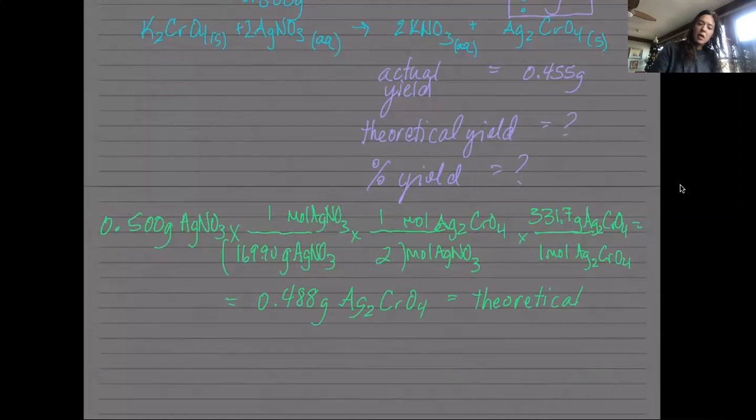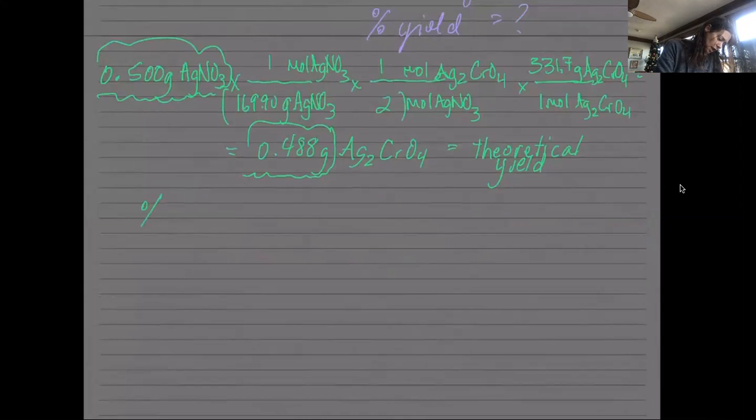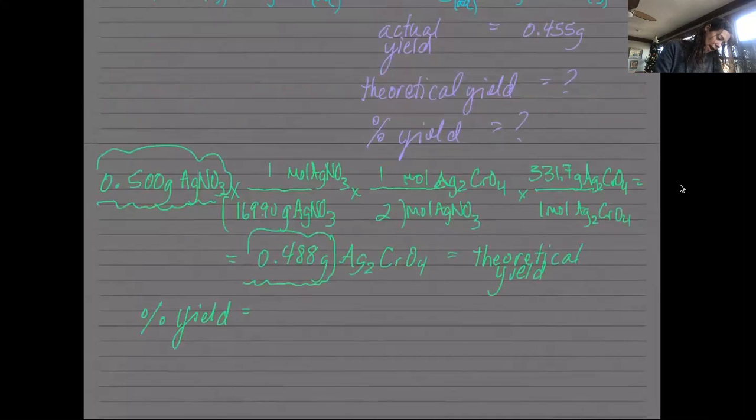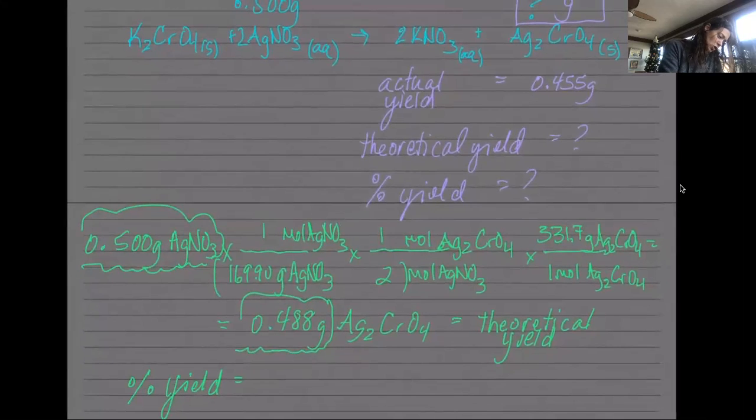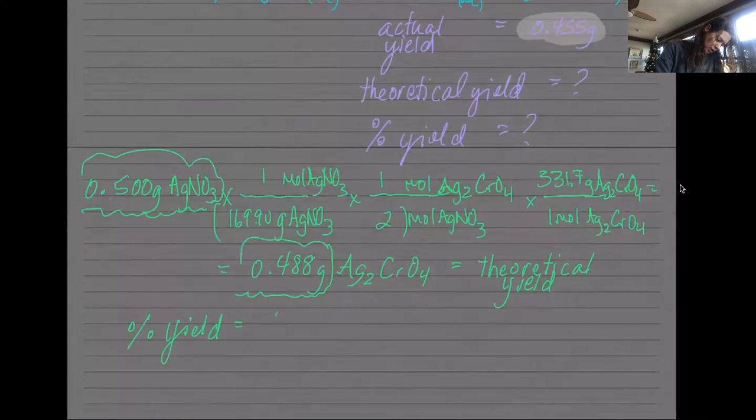When you yield something, you get it. So theoretically, if we were to use the 0.500 grams and take it to the lab, we should end up with 0.488 grams of the other substance. Our percent yield, based on the question's data, said that the student or the experimenter actually got 0.455 grams. So the actual, notice, it's just a little bit less.